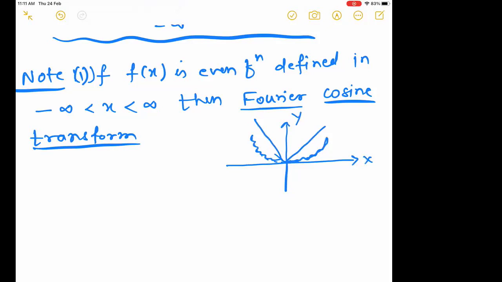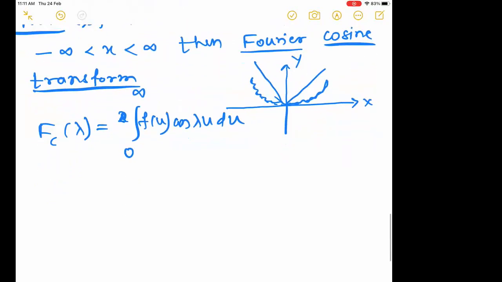So we are calculating the answer for an even function, the Fourier cosine transform. If it is an even function, then we can find its Fourier cosine transform, and that cosine transform is nothing but Fc(lambda). We can write down the answer by replacing the function e raised to i lambda u with the cosine function. And we will get Fc(lambda), which is defined as the integral from 0 to infinity of f(u) cos(lambda u) du. This is the definition for the cosine transform.